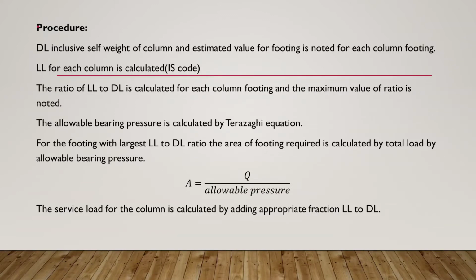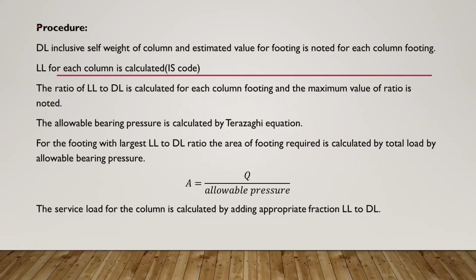Dead load, that is the self weight of the column, should be noted for each column of your footing. Next, live load for each column is to be calculated as per IS code. Next, the ratio of live load to dead load is calculated for each column footing and the maximum value of the ratio is noted.